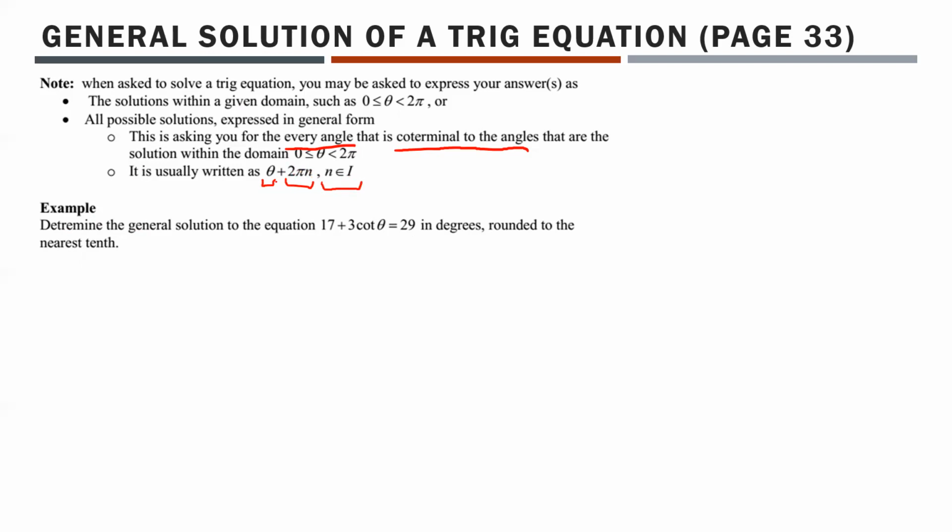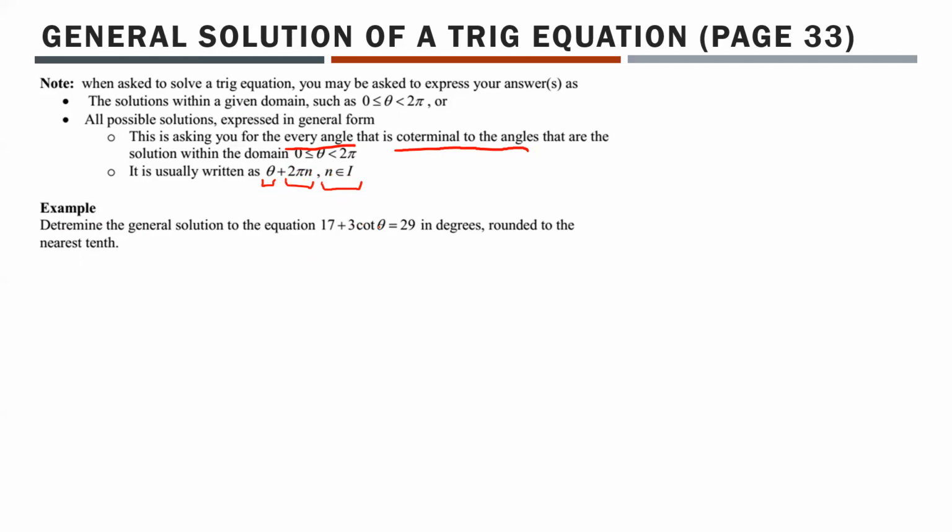What this is really doing is adding or subtracting, because integers could be negative, any possible multiple of 360 degrees or multiple of 2 pi to that angle. So it's accounting for all of the coterminal angles, okay? Anyway, we'll determine a general solution to this equation right here.